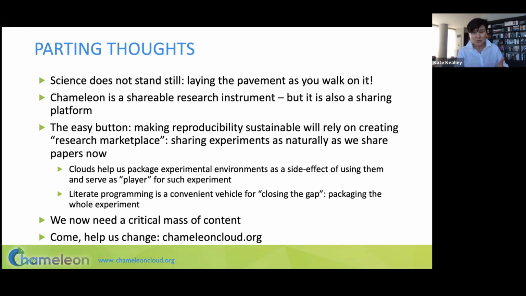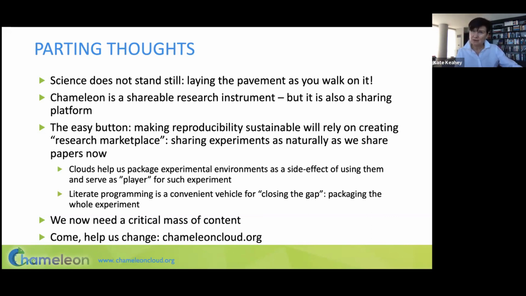We like it. So Chameleon is a shareable instrument, but also a sharing platform, a platform on which you can share your experiments. We care about making reproducibility sustainable. And packaging your experiments is one thing, and I understand a lot of conferences encourage it, but if we don't have a marketplace, a demand for packaged experiments, if it doesn't feel natural to actually reproduce somebody's experiment, those efforts will fail.